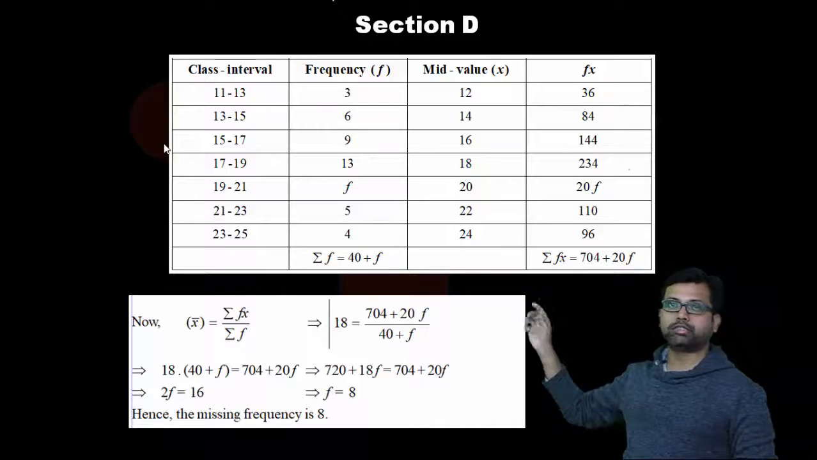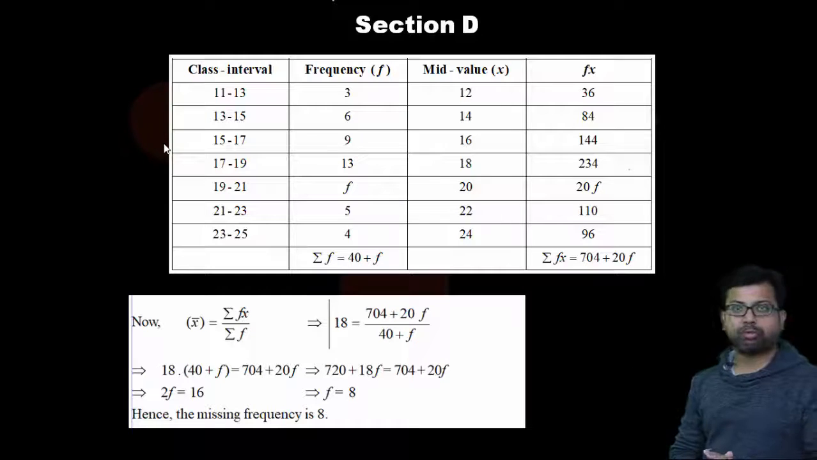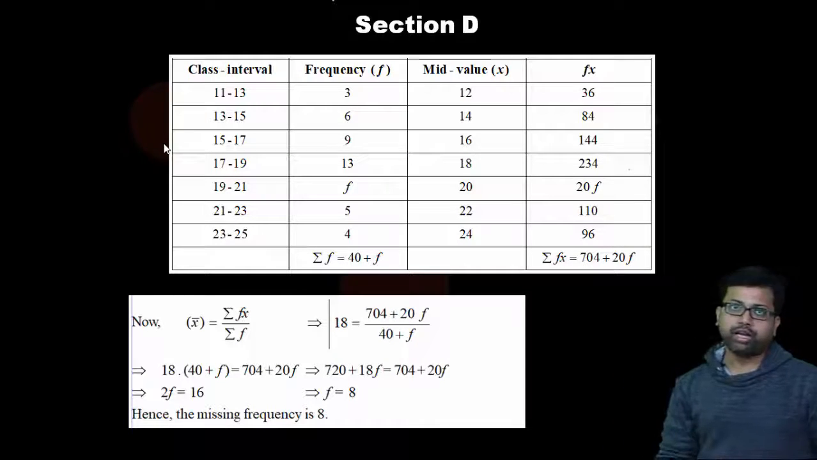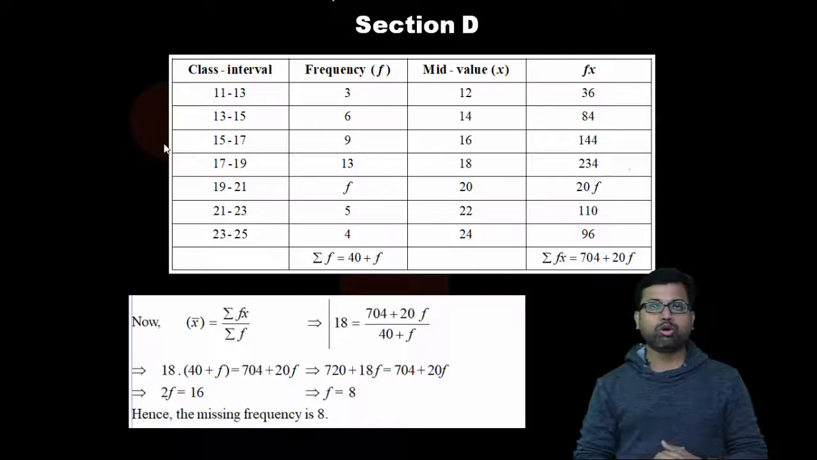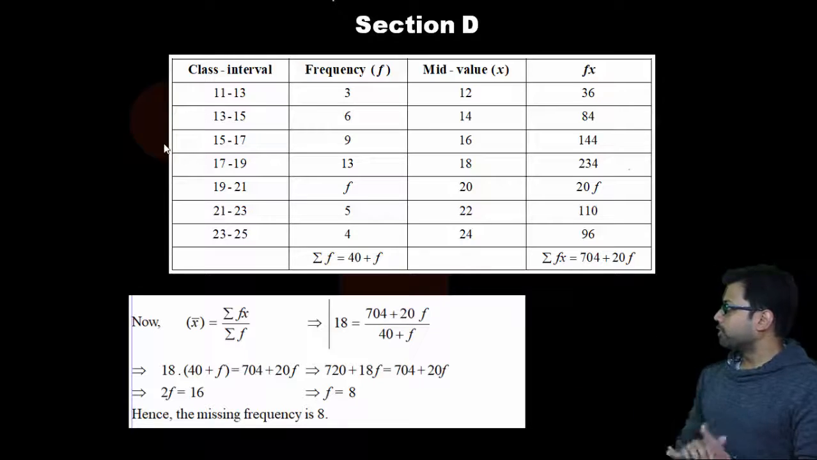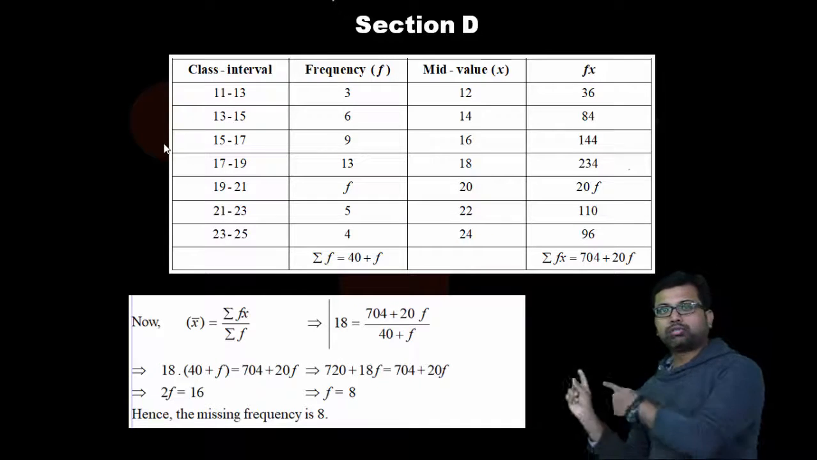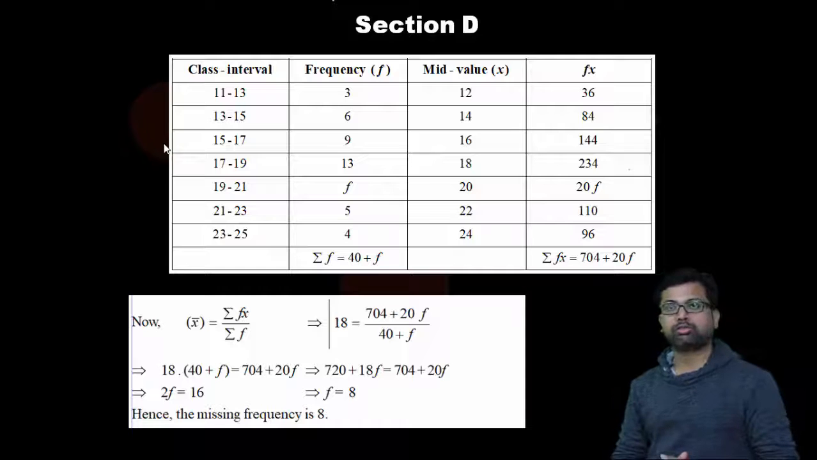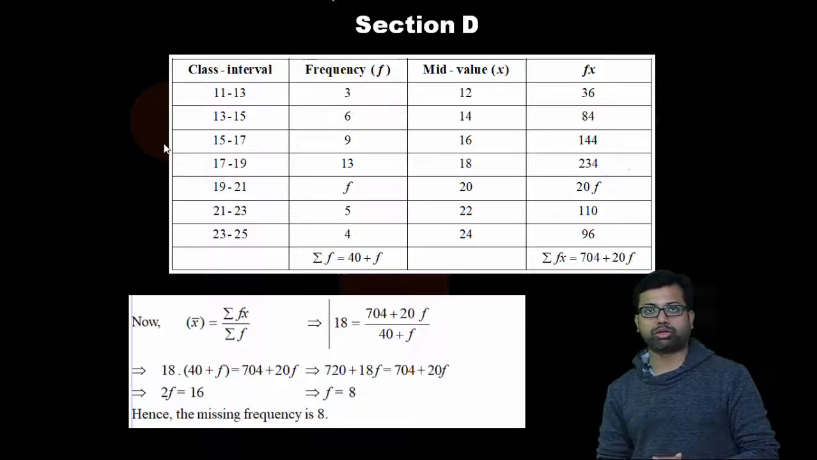So the mean x bar is equal to sigma fx by sigma f, which means the mean is given to be 18. So 18 is equal to 704 plus 20f divided by 40 plus f. When you solve this, you get the value of f as 8. So the whole simplification is given over here. This is what you need to do and you arrive at the value of the missing frequency, which is equal to 8 in this particular case. So this is how you do this question.